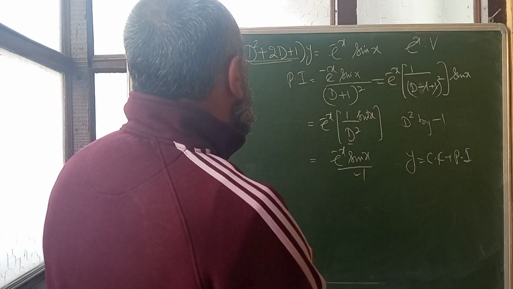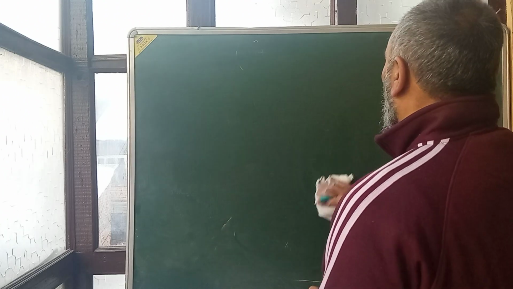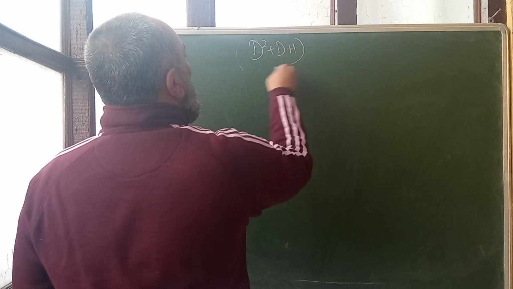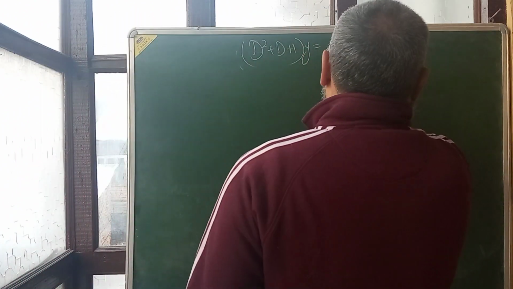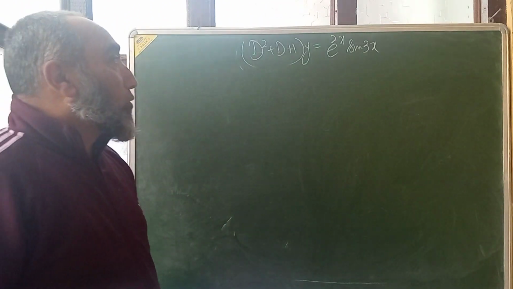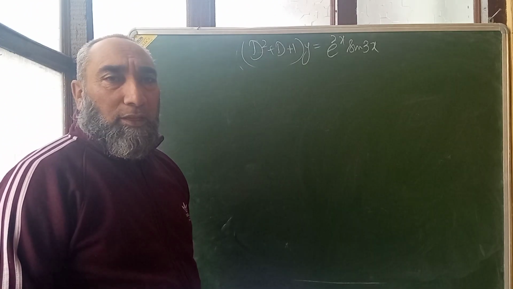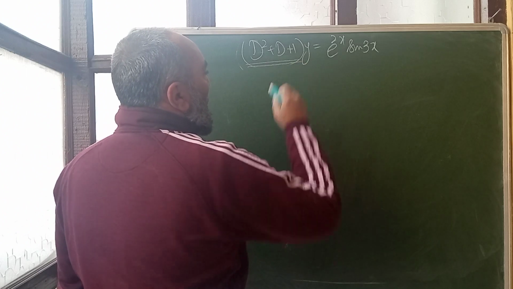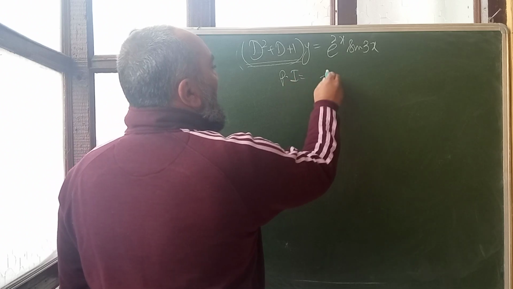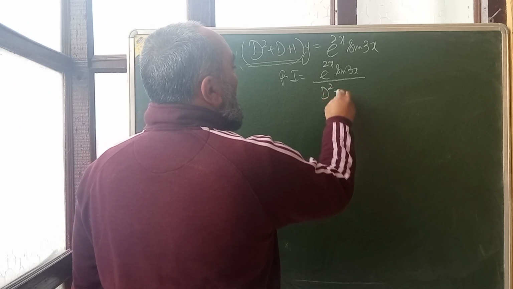Let me take one more question. D square plus D plus 1 operating on y equals e raised power 2x sin 3x. Now the auxiliary equation, you will do it yourself. Okay, particular integral only: e raised power 2x sin 3x upon D square plus D plus 1.